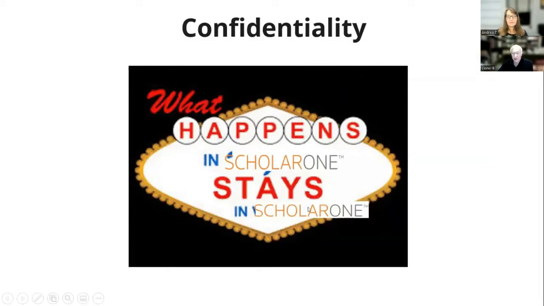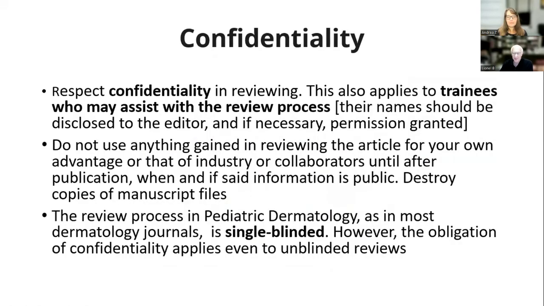So confidentiality. What happens in ScholarOne stays in ScholarOne. Confidentiality is not the same as anonymity. And confidentiality in reviewing means you do not share what you've reviewed with those outside the process other than the editors and associate editors. This also applies to the trainees.